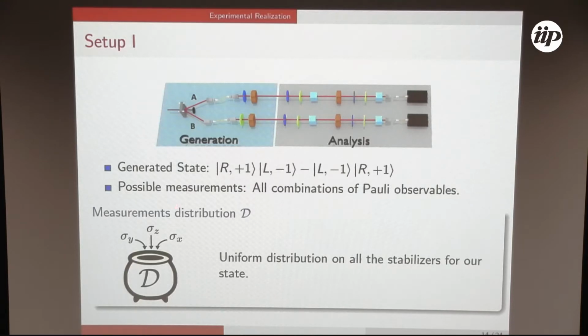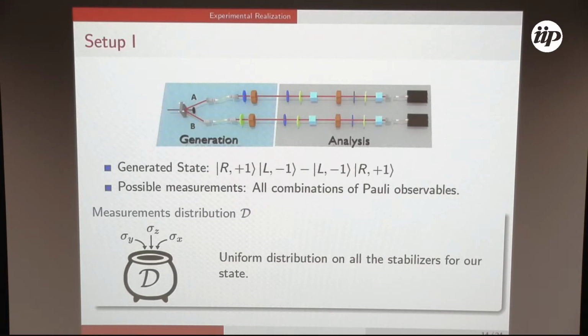And we can measure all possible combinations of Pauli observables with this scheme. So we chose the measurement distribution D as the uniform distribution on all the stabilizers for this state.